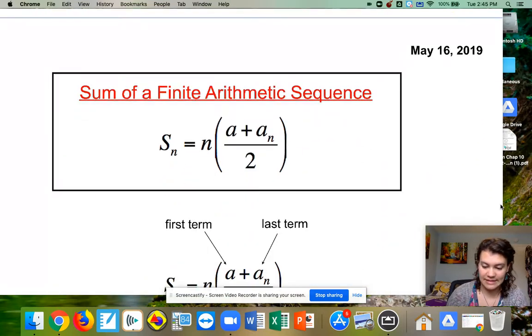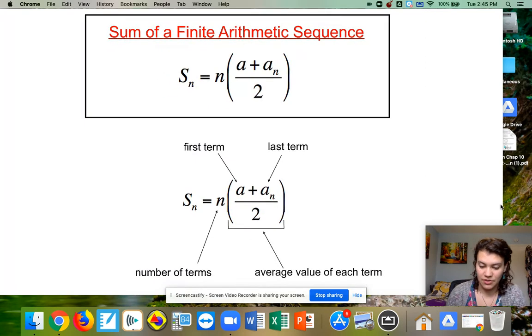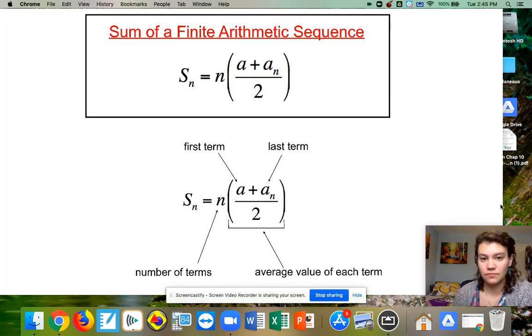So that leads us into the formula for the sum of a finite arithmetic sequence. So here, if we have a series, a sequence that ends, so it stops after 10 terms or something, this is the formula. So n is your number of terms, so 10 terms, 5 terms, 100 terms, whatever it is. You put your first term right here and your last term right there. And then this 2 always stays the same. That's the average of each of your terms.